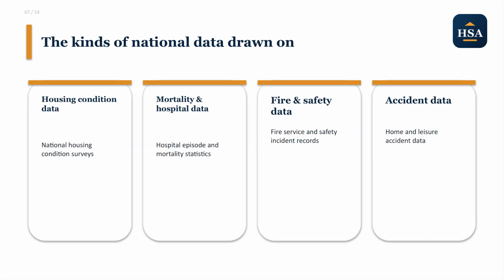The kinds of national data drawn on included housing condition surveys, mortality and hospital episode statistics, fire service and safety records, and home accident data. Linking these allowed researchers to estimate, for the population, how likely particular harms are in particular types of housing.